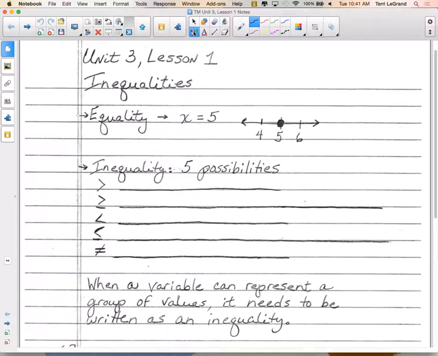Inequalities. Okay. Okay, well she read them both for me so that she could practice saying inequalities, right?